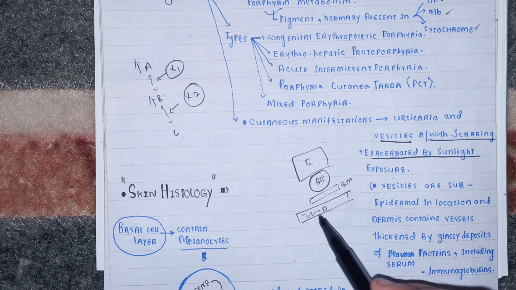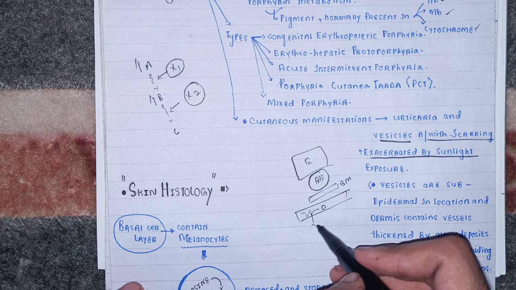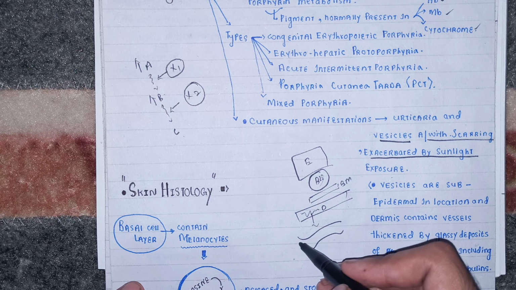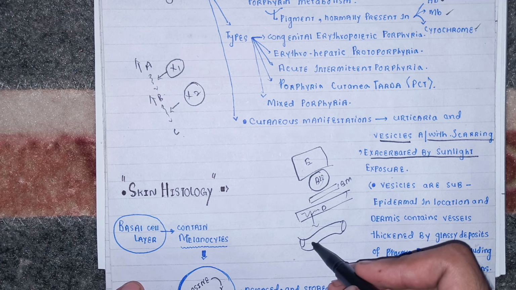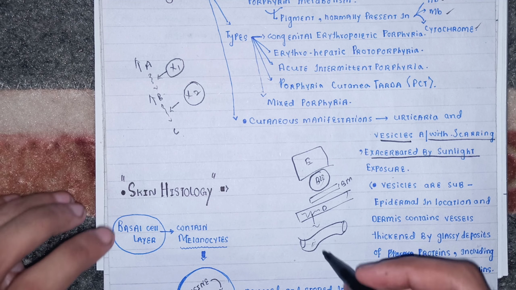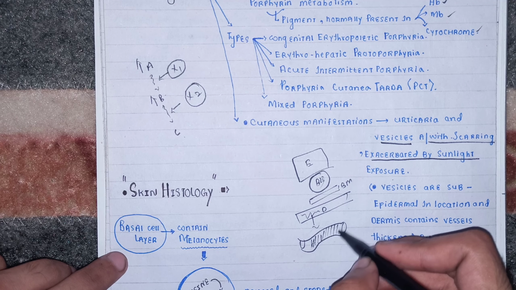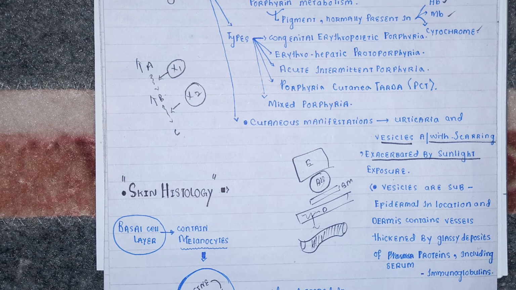Why they are thick? Because of deposits in their walls. Deposits of what things? Look, if this is the blood vessel present in the dermis, if I just bring it out, this is the blood vessel present in the dermis. In the wall of this blood vessel, what happens in porphyria? In the wall of dermal blood vessels, can you see something is deposited? Due to the deposition of this something, the wall has been very much thick. What is this something deposited? These are actually serum proteins, especially immunoglobulins.